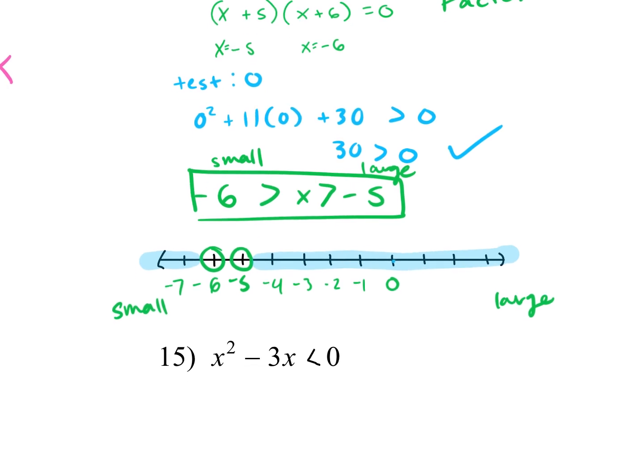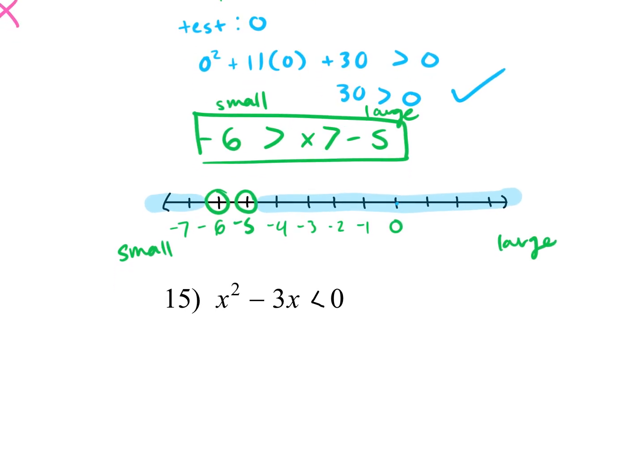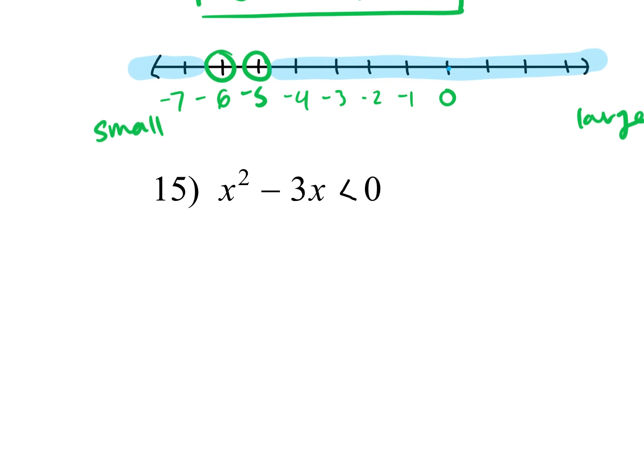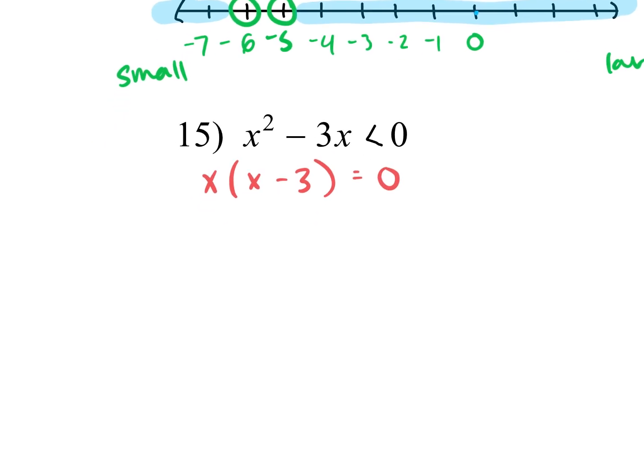All right, so for 15, I only have 2 terms here. How would I factor? Take out the GCF. What's my GCF? x. So I take out the x. What am I left with when I take out an x? x minus 3. We're just going to say is equal to 0 for now because I'll do the less than part at the end. The less than just goes in our answer. Right now we're just trying to find the key numbers. So we're trying to factor.